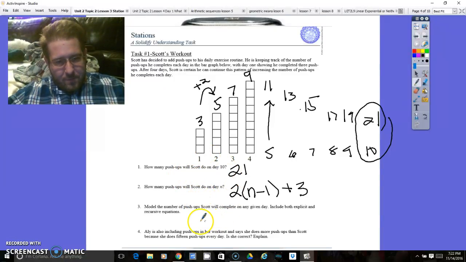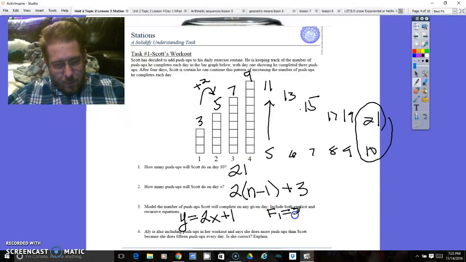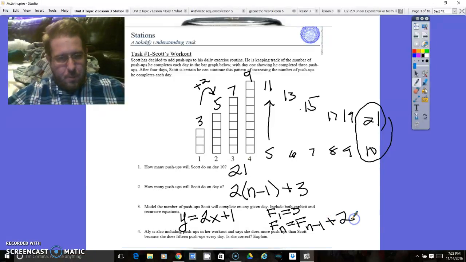All right, so that's not the way I like to think of explicit formulas, though. I like to think of y equals mx plus b. So m is the rate of change. That's 2 times x plus the y-intercept, because that's the easiest thing to do. Boom. There it is. That equation will always work for all of these as well. Or you've got your recursive formula. F sub 1 is equal to 3 push-ups. F sub any day is equal to the previous day plus 2.